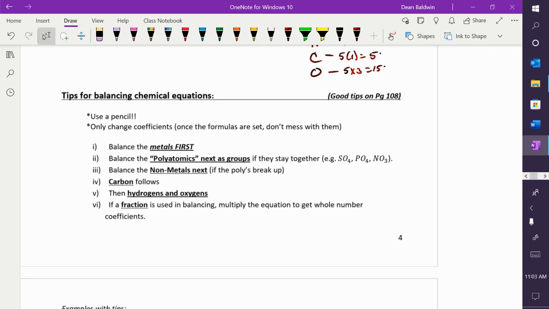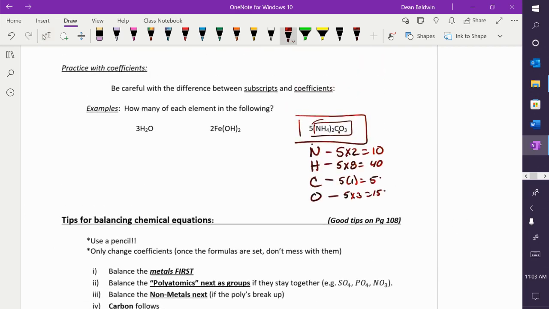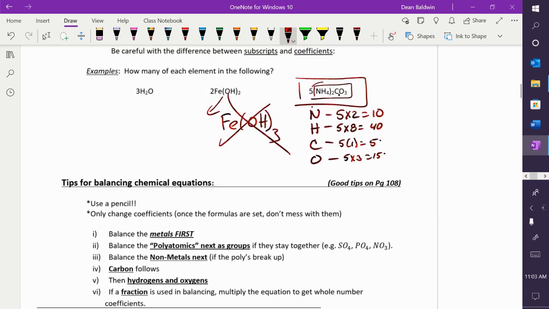You can only change coefficients. If I need more oxygens, I can't just go and change the formula to OH. You cannot change the subscripts. You can only change the coefficients, the numbers that are in front. So don't do that.